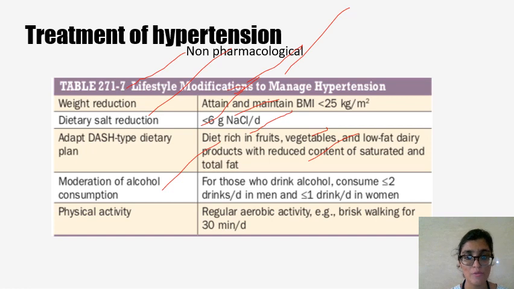Moderation of alcohol consumption. For those who drink alcohol, consume less than 2 drinks per day in men and less than 1 drink per day in women. Physical activity: regular aerobic activity, brisk walking for 30 minutes per day.